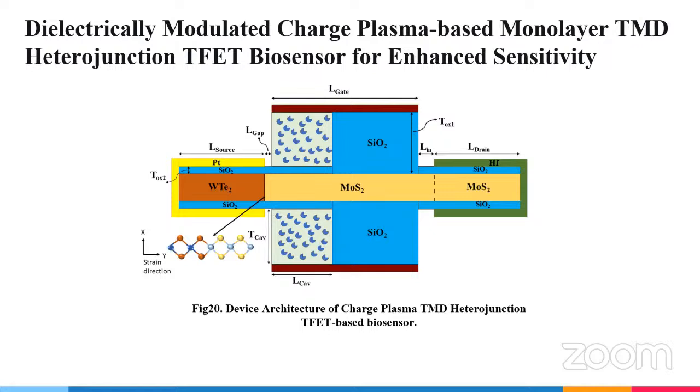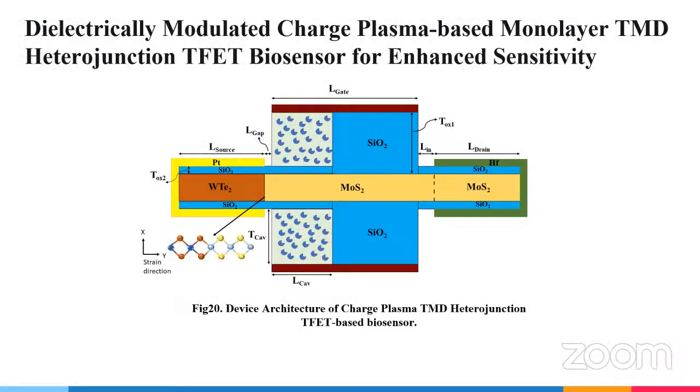And for P plus doping at the source side, the work function of the source metal electrode must be greater than the work function of the source material. So here we have used platinum in the source and hafnium in the drain, which satisfy the process of developing a charge plasma based device.